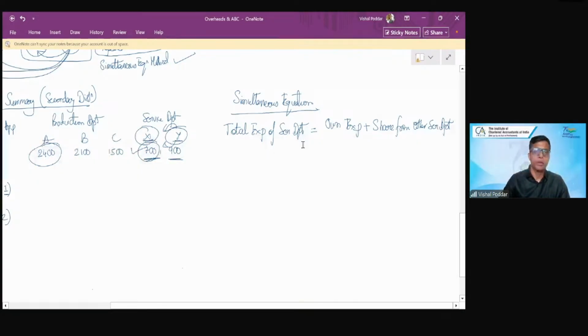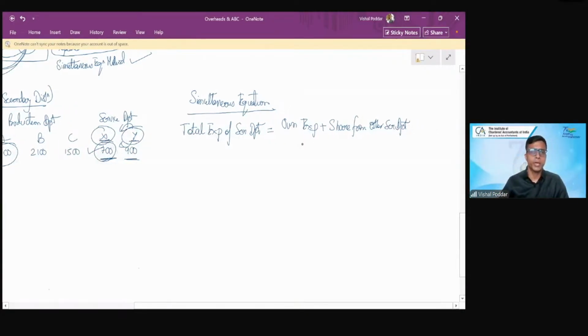Now, with this logic in mind, let us find out the total cost of department X. Let us call it X only. It will be what? 700, which is its own expense, plus whatever share it will get from Y. Now, what will be Y? Y will be again 900 own expense plus whatever share it gets from X.